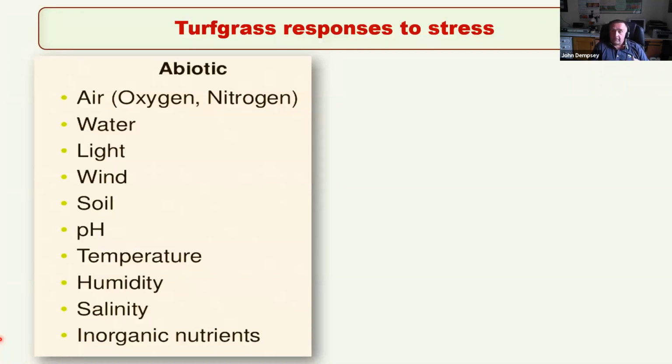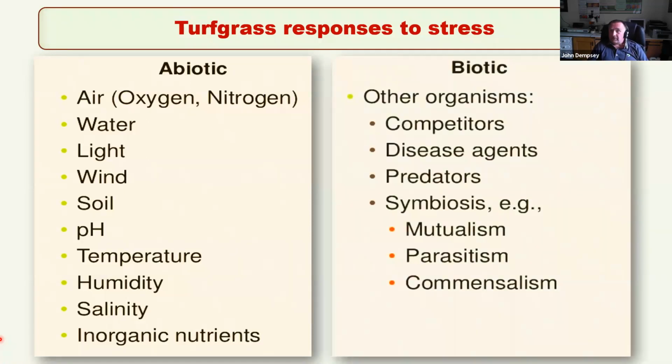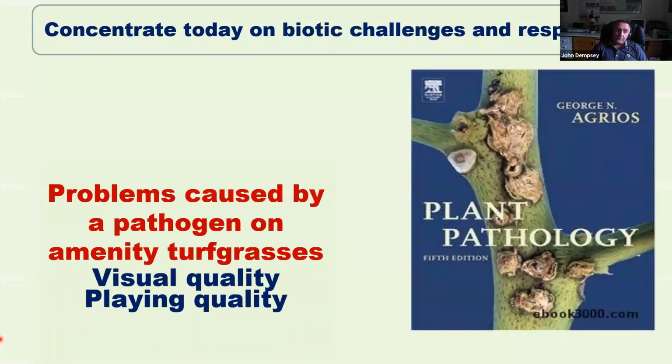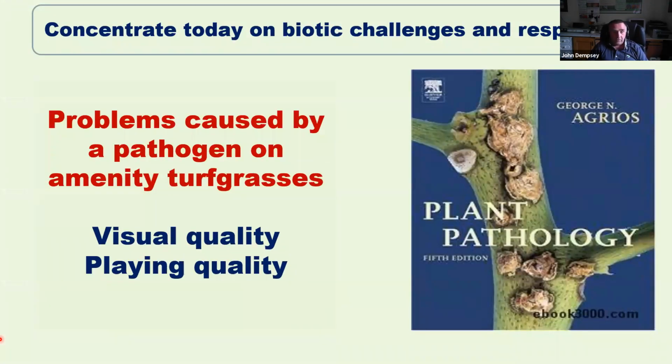But anyway, today it's mostly biotic stress we want to look at, and this is caused, of course, by a living organism. So this can be other plants in the area. It could be by disease agents or predators, but really we want to talk about pathogens, which are basically living organisms which cause problems to our turf grasses. They can affect the visual and the playing quality.